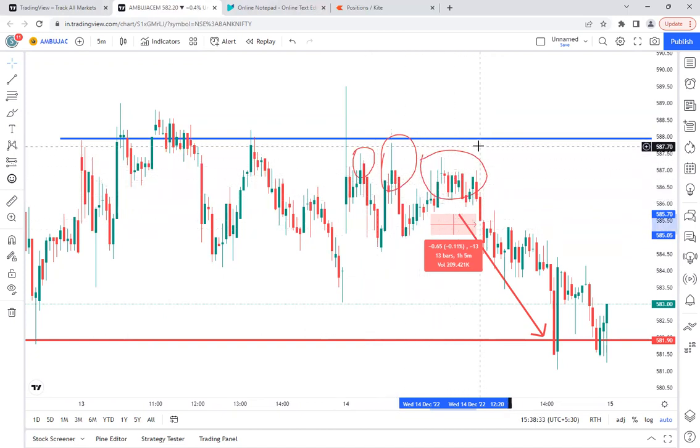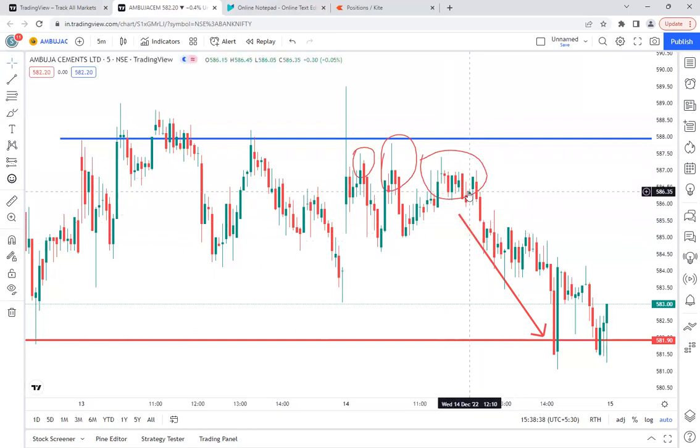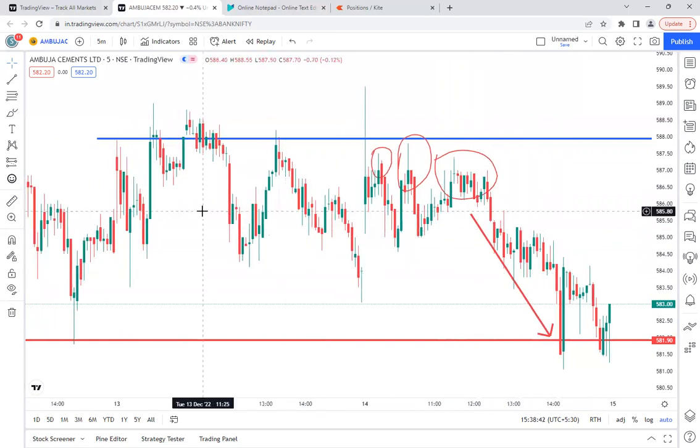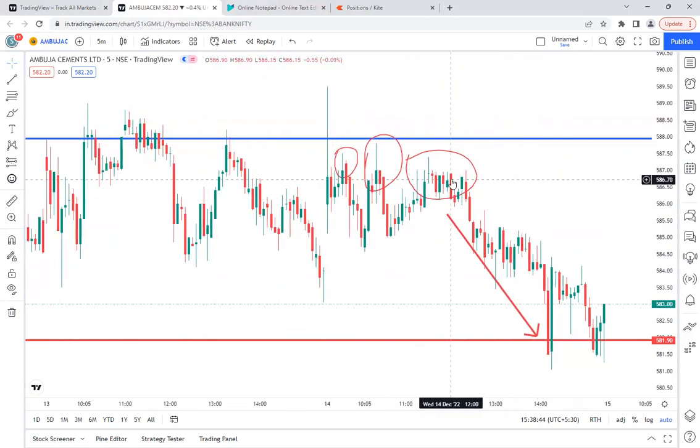But what happened this time? Again, they failed and slowly they started bringing the price down continuously. So what I can tell here is, this is a buying trap for the day.